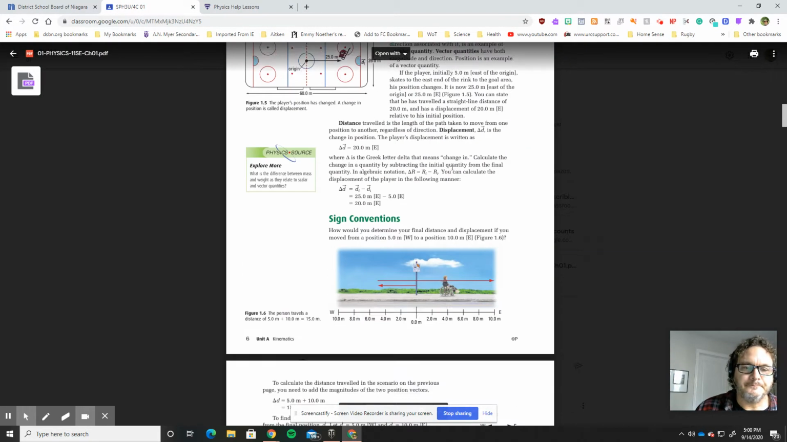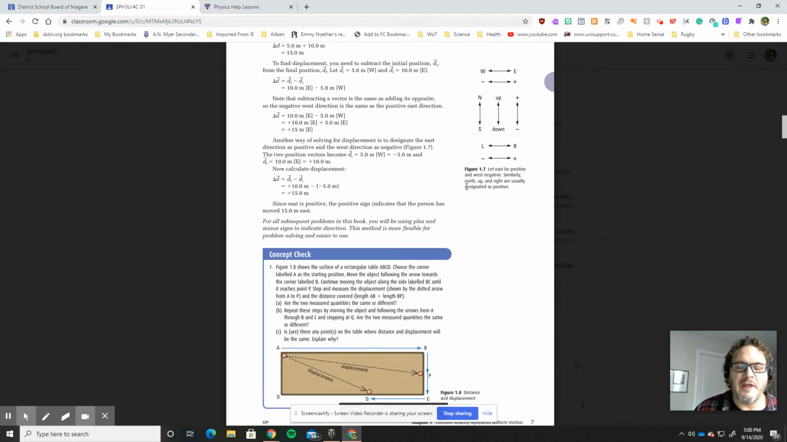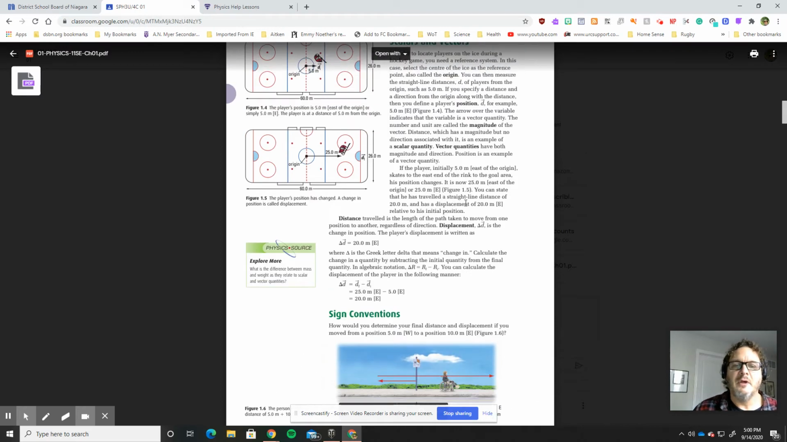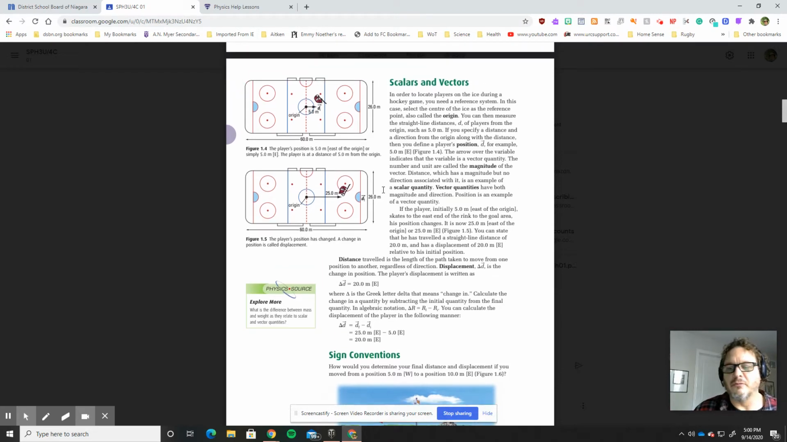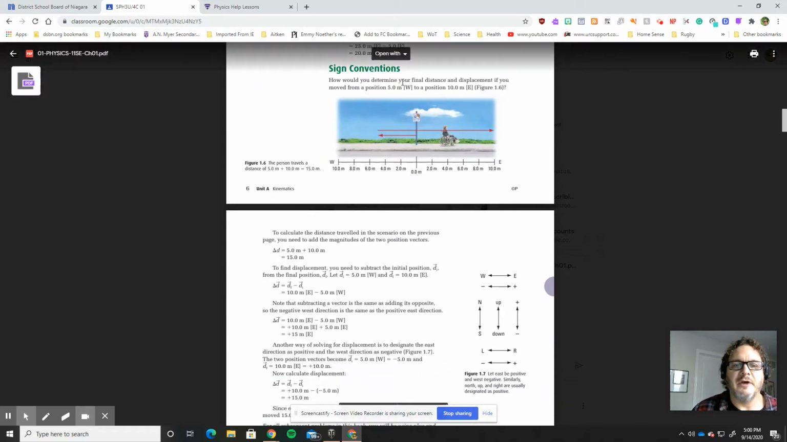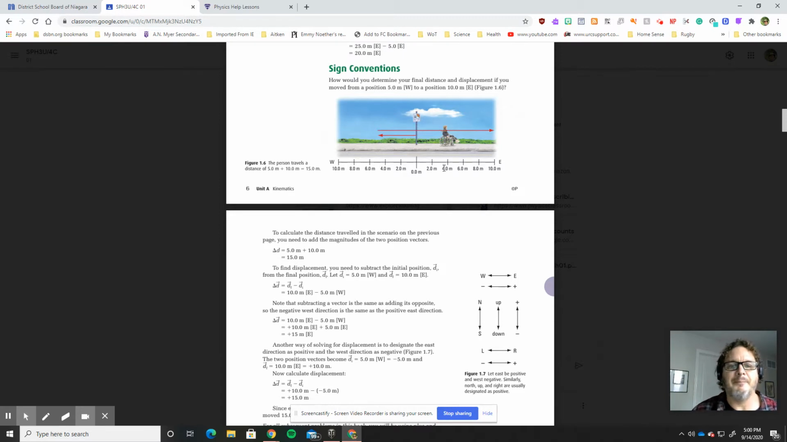So again, standing order for the rest of the semester is on readings. You have to make note of new terminology and know what those words mean, be able to use those words in context with what we're doing. We talked about sign conventions today, which is basically assigning a plus or a minus sign to opposite directions.